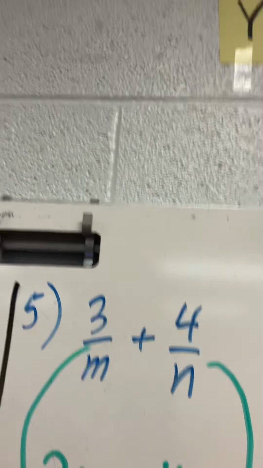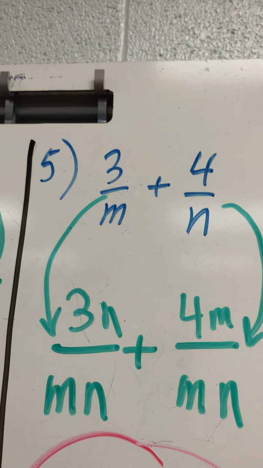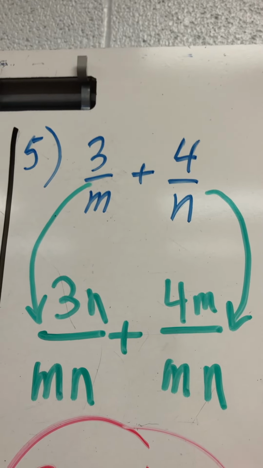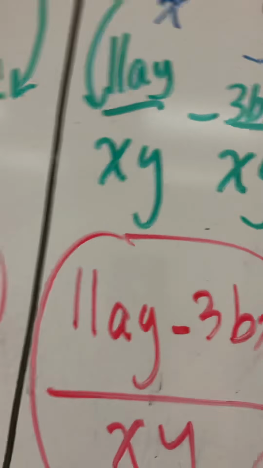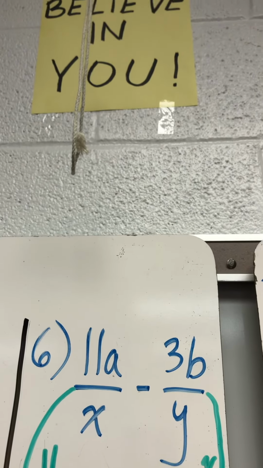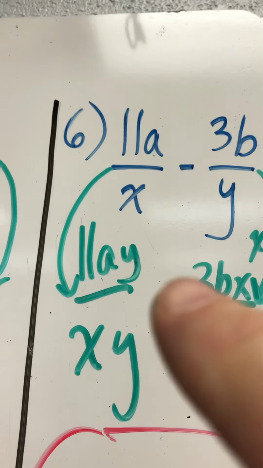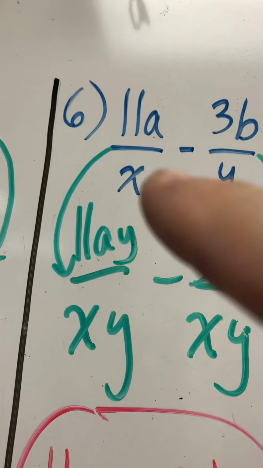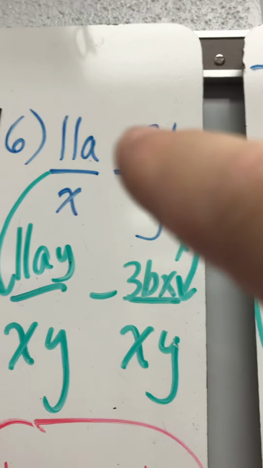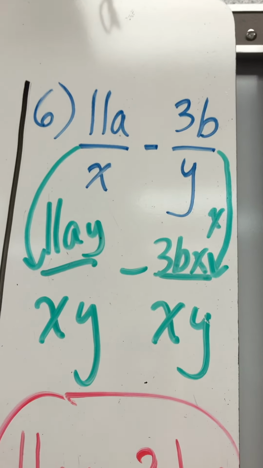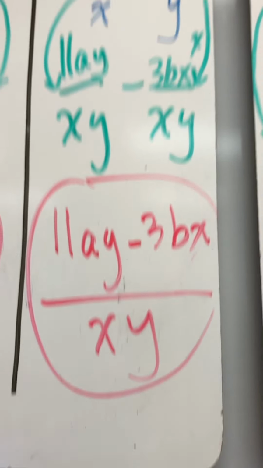Here, mn is your common denominator, right? So it's going to be 3n and 4m over mn. Here, xy is your common denominator. It's going to be 11ay, right? Because you multiply the x times y, and you multiply the y times x, so it's 3bx. You've got 11ay minus 3bx over xy.